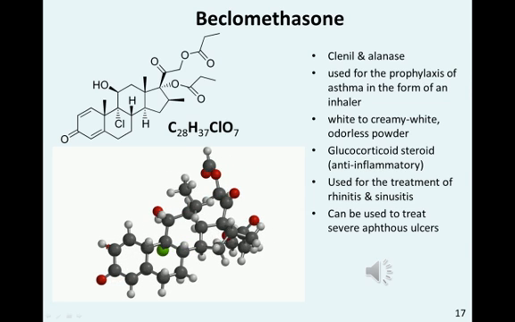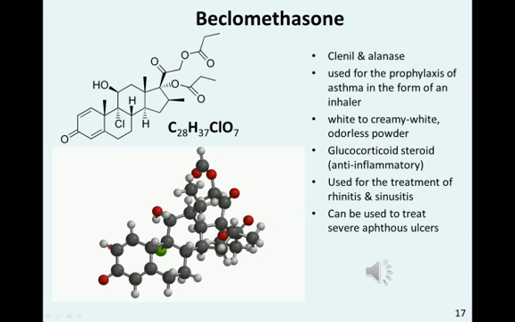Beclomethasone. It is known as Clenil and Qvar. It is used for the prophylaxis of asthma in the form of an inhaler. It is a white, creamy, odorless powder. It is a glucocorticoid steroid.